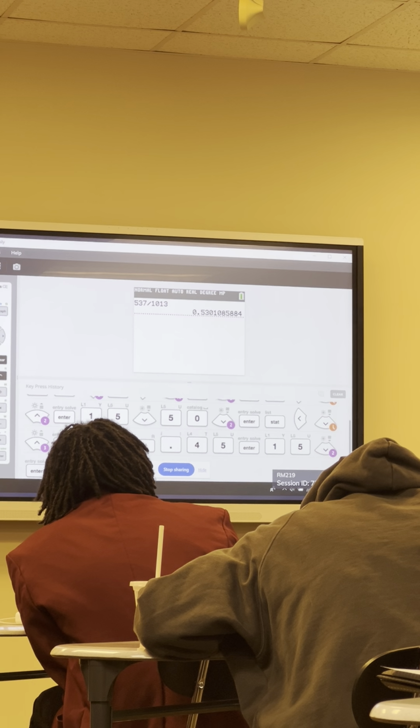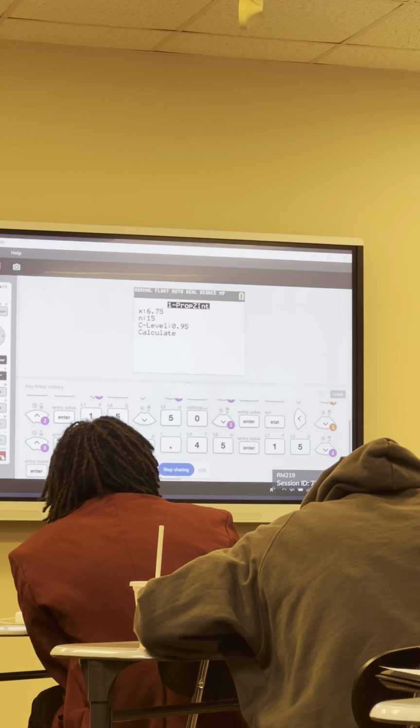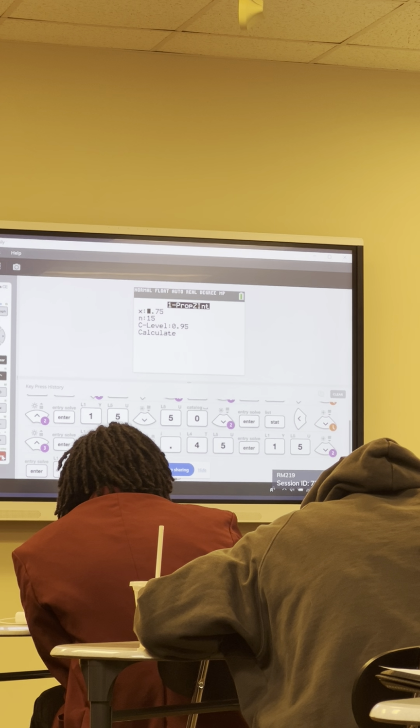How do you find X? You multiply N times P hat. For number 2, 15 and 0.45, you have a 6.75 for X. Where did the 6.75 come from? You have to multiply it.